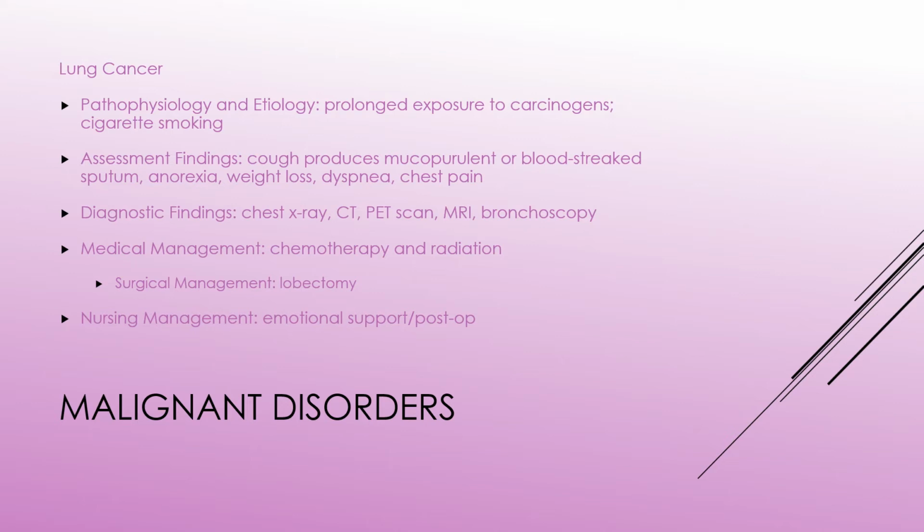Assessment findings, it's usually a cough that produces mucopurulent or blood-streaked sputum. This is usually the cardinal sign of lung cancer. They will start coughing up blood. They can also have anorexia, weight loss, dyspnea, and chest pain. Diagnostic findings, there you can look at chest x-rays, CT scans, PET scans, MRI, or a bronchoscopy.